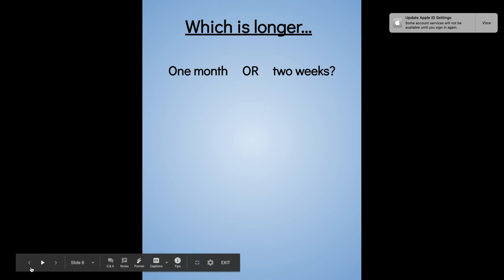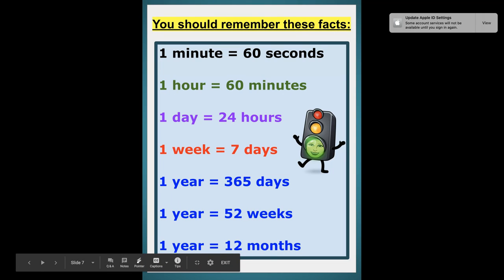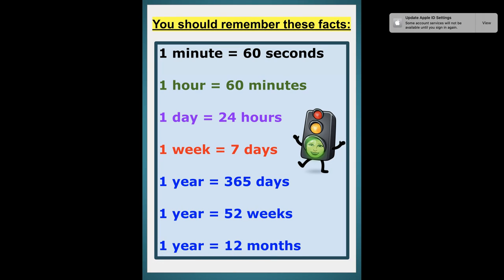So let's go back. I don't know why my computer likes to do that, but let's go back to these facts that you need to know. So we need to remember that there's 60 seconds in 1 minute. There's 60 minutes in 1 hour. There are 24 hours in a day. There's 7 days in a week. There are 365 days in a year. There's 52 weeks in a year. And there's 12 months in a year.